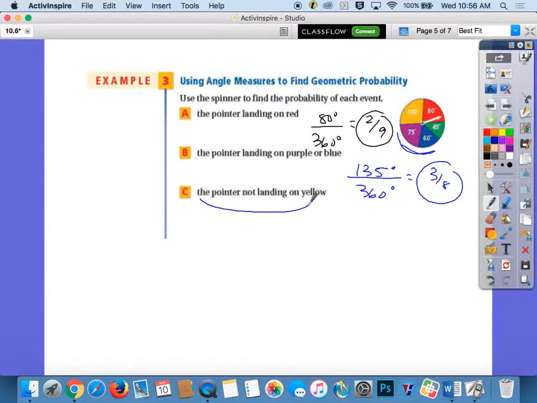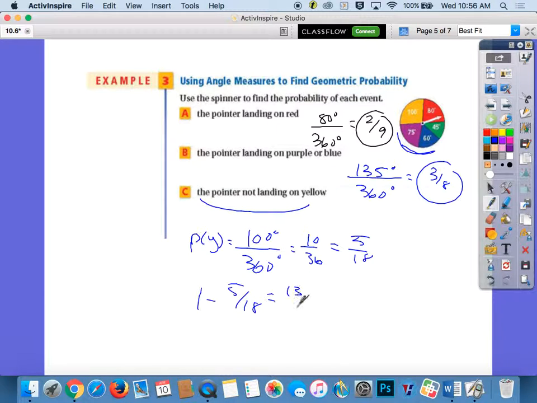Okay, the probability of the pointer not landing on yellow. So I'll work this one out subtracting. So the probability of landing on yellow is going to be 100 degrees over 360 degrees, which is going to simplify to, let's see, 10 over 36, which is going to be 5 over 18. All right, so then 1 minus that is going to give me 13 over 18.